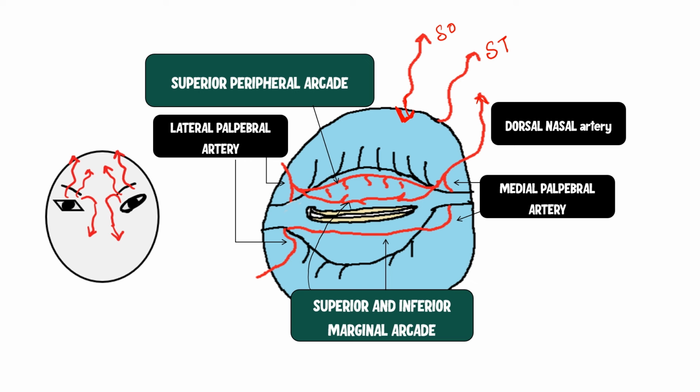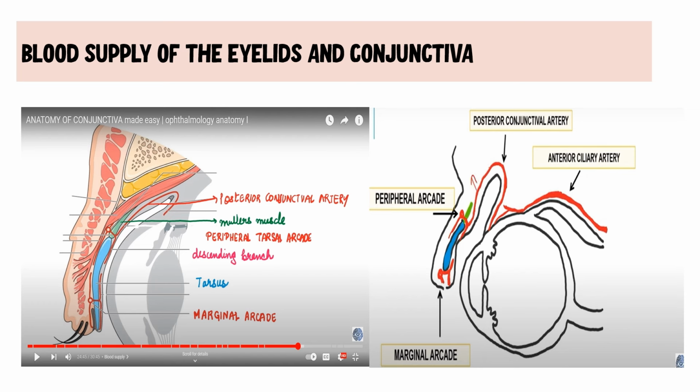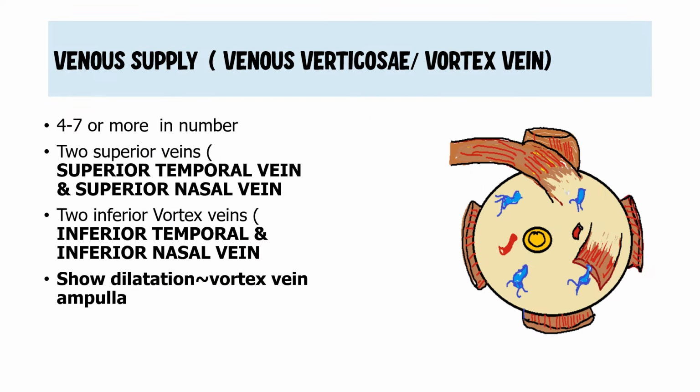We have two arcades in the upper lid and only one single arcade in the lower lid, and these are formed from the medial palpebral artery, which is a branch of the dorsal nasal artery, and the lateral palpebral artery, which is a branch of the lacrimal artery. If you want to know more in detail about the blood supply of the eyelids and the conjunctiva, you can visit this video on the anatomy of the conjunctiva, where we have discussed the posterior conjunctival artery as well.